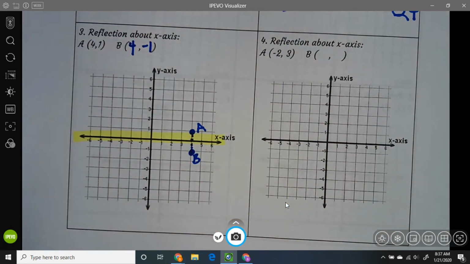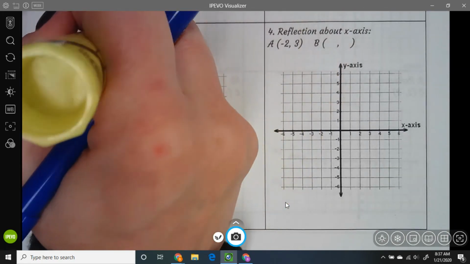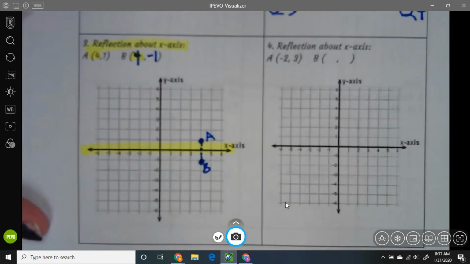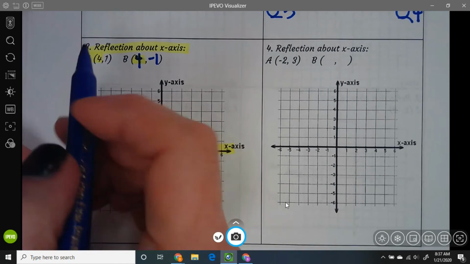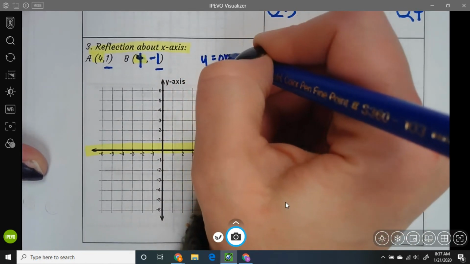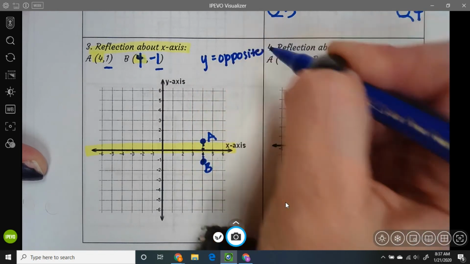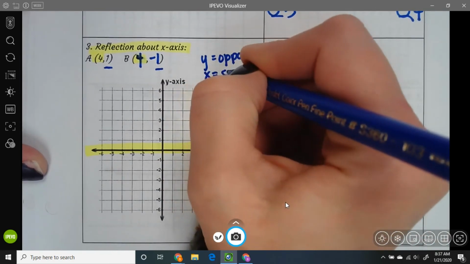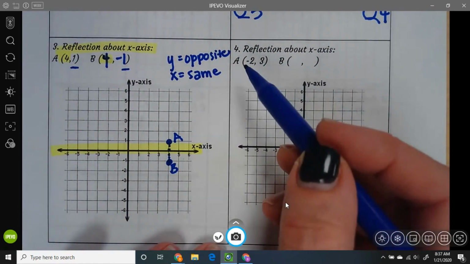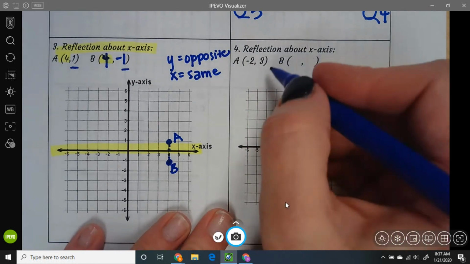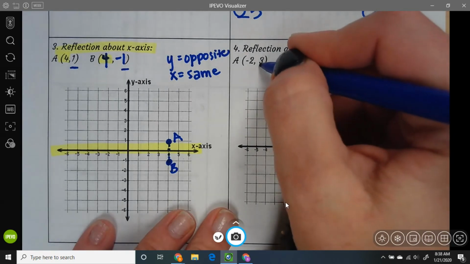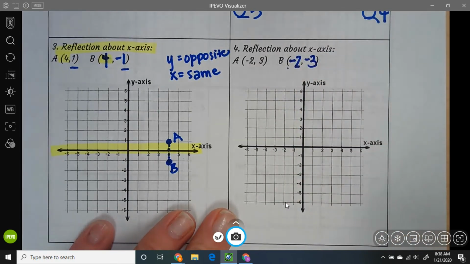And what you'll notice is the x-coordinate should stay the same when you're reflecting about the x-axis. The y-coordinate should become the opposite coordinate. So if you try number 4, it says -2, 3. So remember the x should stay the same. So we should have a -2, and then the y should be the opposite. So we're guessing it should be at -2, -3.